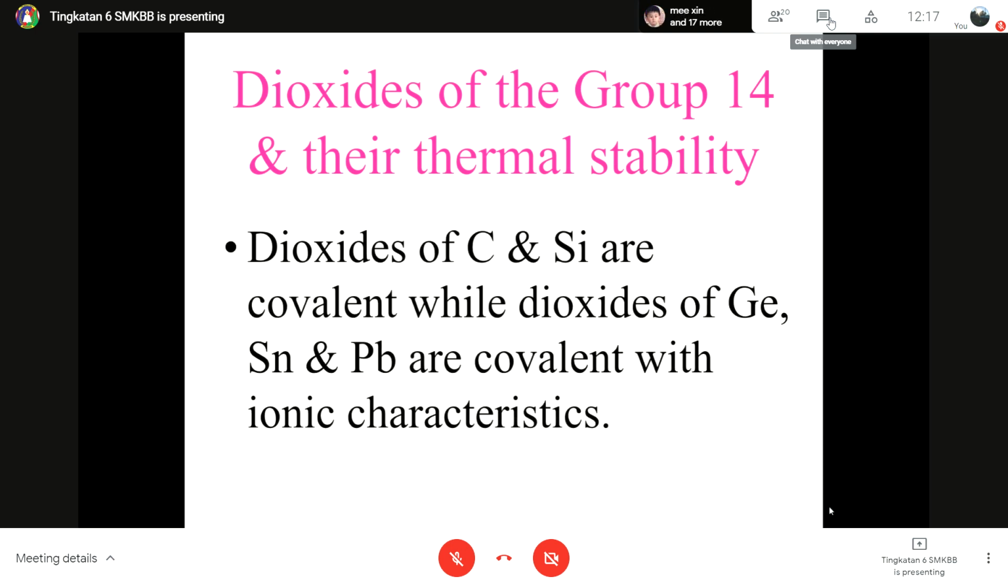Okay, so first of all, the carbon dioxide and the silicon dioxide, or you prefer silicon 4 oxide, okay, will be covalent.